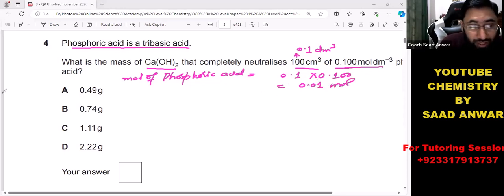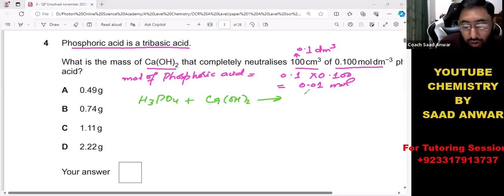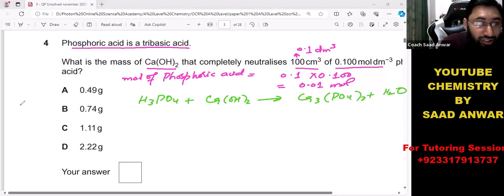I need to develop an equation again. Calcium hydroxide is going to react with phosphoric acid, and H3PO4 is the formula of phosphoric acid. This is calcium hydroxide. As products, I will get calcium phosphate and water. The next challenging step is to balance it, by putting 2 here, 3 here, and 6 here.